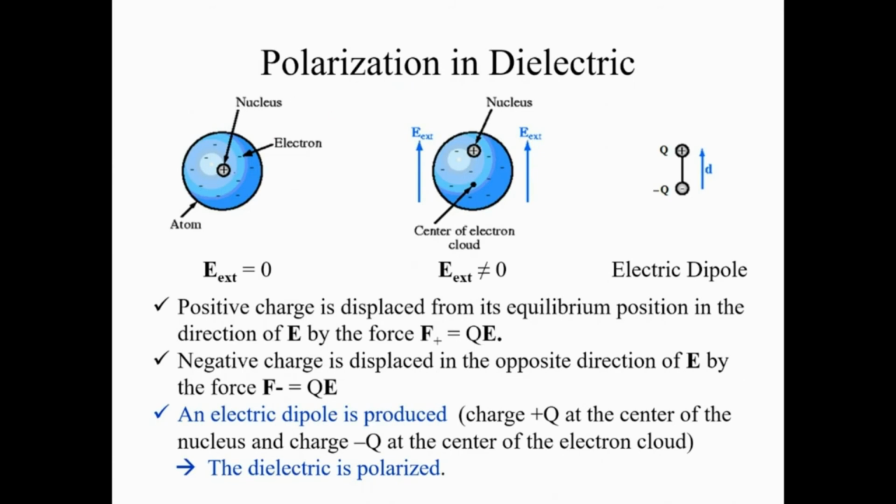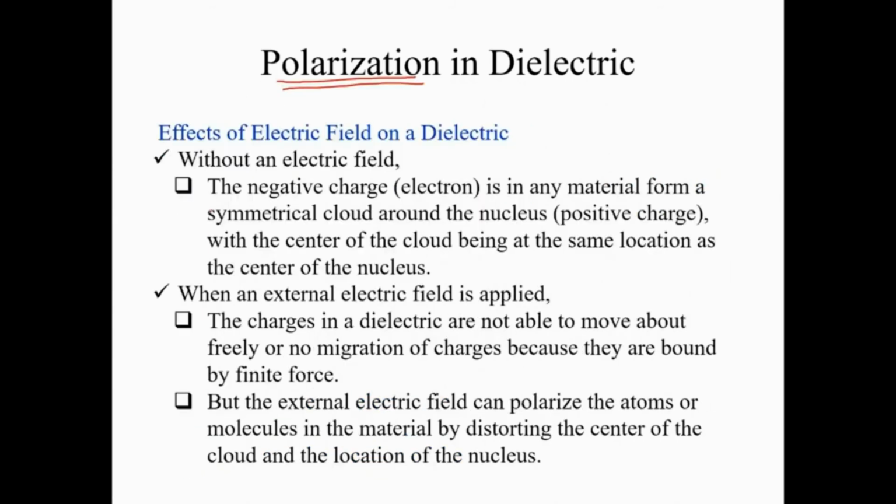So you have a nucleus. The proton, the positive charge, is here, and the electron. They are bounded by the atom, like what I drew just now. So you see, without the electric field, the negative charge forms a symmetrical cloud around the nucleus. This one is what I explained.